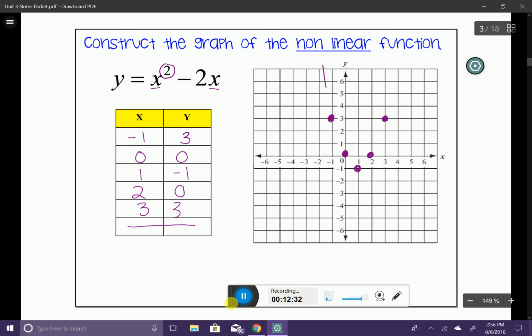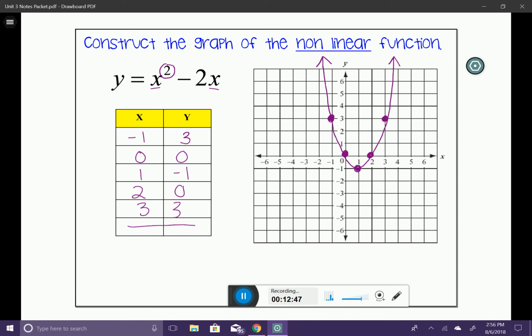So we're just going to go ahead and draw in a nice curve and try to be as curvy as you can be. And we're going to put little arrows at the end of our parabola, just like we did with our linear equation, because there are many, many more coordinates that are going to fit on that parabola. And that's it. You are all done.